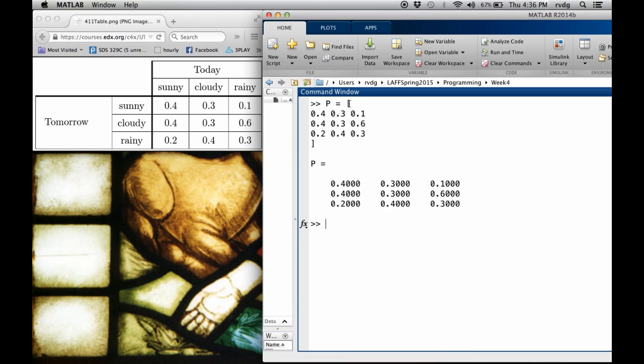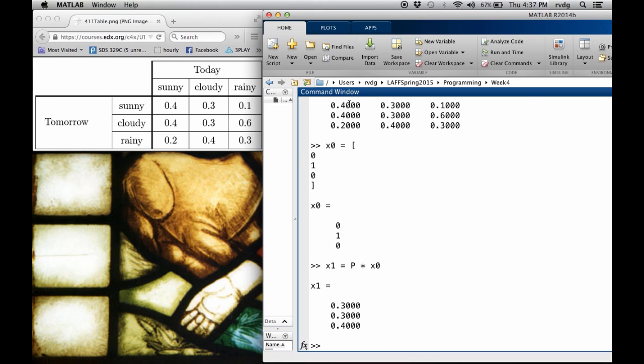Now, we then look outside the window and we see that it's cloudy. And the way we say that today is cloudy is by setting x0, the vector that tells us what the weather is on day 0, to the vector 0, 1, 0. Okay, if we now want the vector that predicts the weather tomorrow, what we do is we create a vector x1 equal to P times x0.